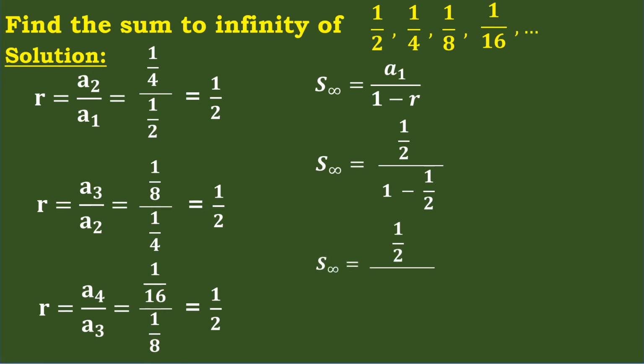Next, 1/2 divided by, we know that 1 here is also the same as 2/2. Para madali natin siyang isubtract doon sa 1/2. Kasi dapat pareho sila ng denominator para maisubtract natin. So, let us simplify. 1/2 over 2 halves minus 1 half is equals to 1 half. And 1 half divided by 1 half is equals to 1. Therefore, the sum to infinity of the given geometric sequence is 1.